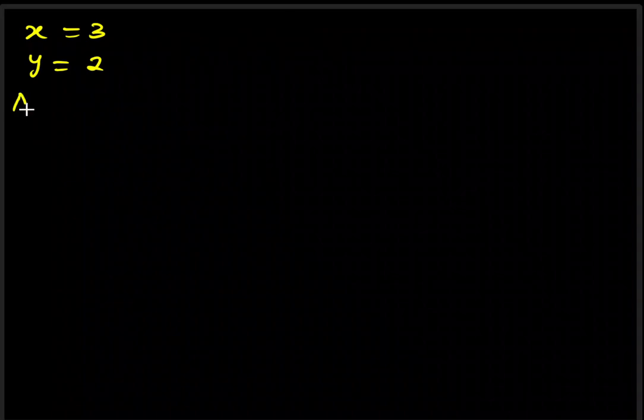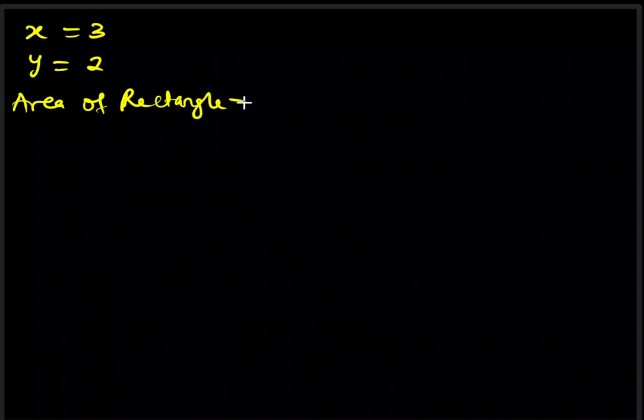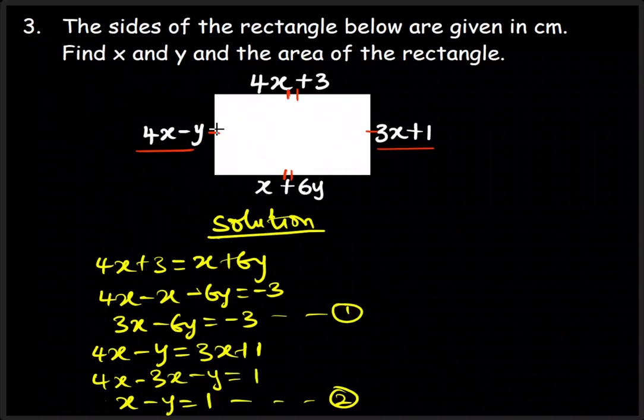So let's find the area of the rectangle. The area of a rectangle is equal to what? The formula is length times breadth. So we need to find our length. Remember we said that opposite sides are equal. So this is equal to this, so we'll pick only one, and this is equal to this, so we'll pick only one and work with that.